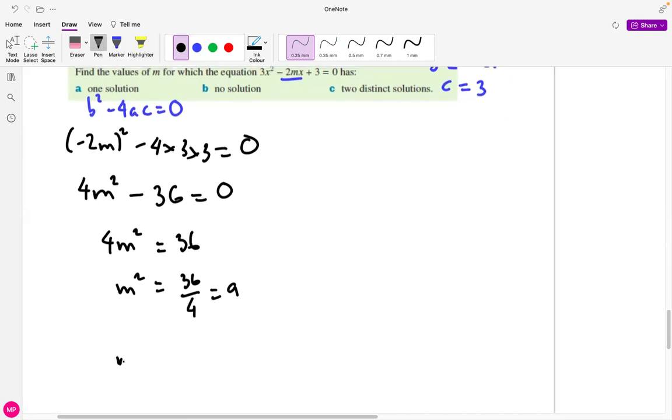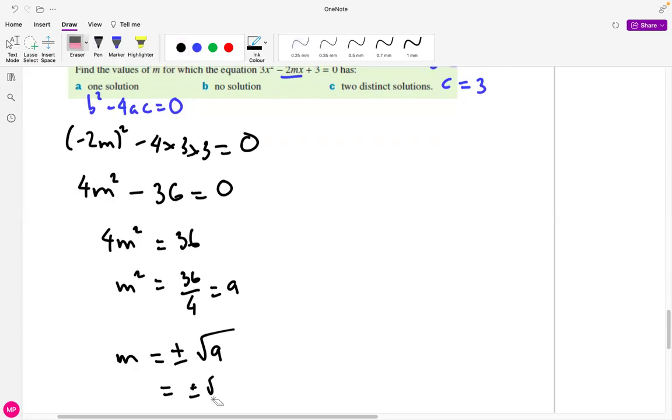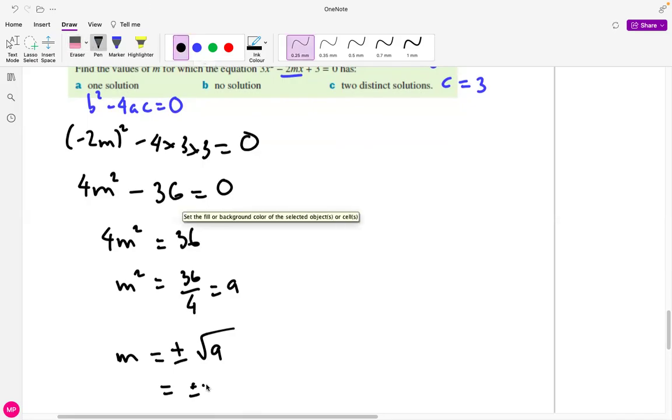And take the square root of that, the square root of 9. And because when you square a number, it could be negative as well, so plus or minus, and you have n equals plus or minus 3. Okay.